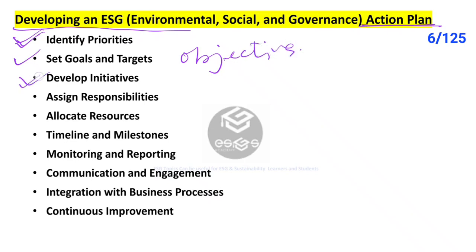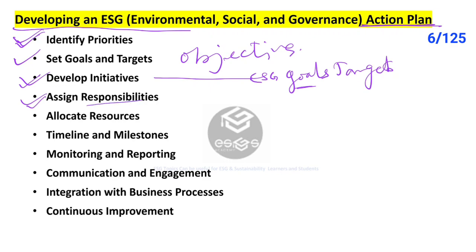Then we talk about developing the initiatives. In this, we identify and develop the specific initiatives and actions to achieve ESG goals and targets. These initiatives should be practical, achievable, and aligned with best practices and industry standards. Then next we consider assigning the roles and responsibilities. The responsibilities for implementing each initiative go to relevant individuals or teams within the organization. We clearly define the roles, responsibilities, and accountability mechanisms to ensure effective execution.